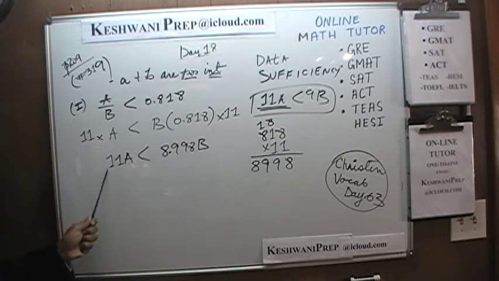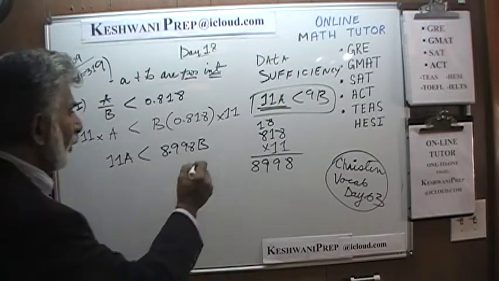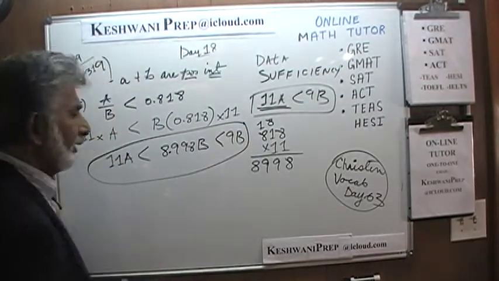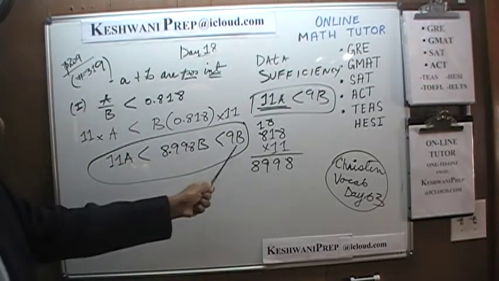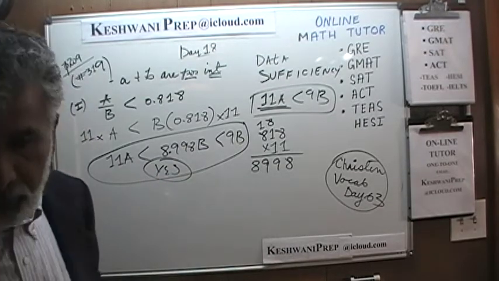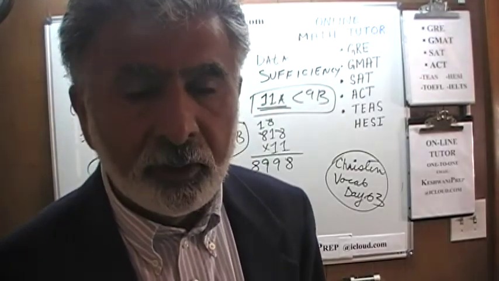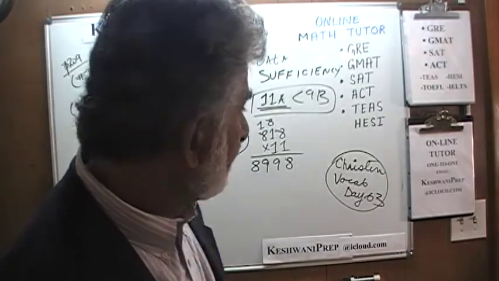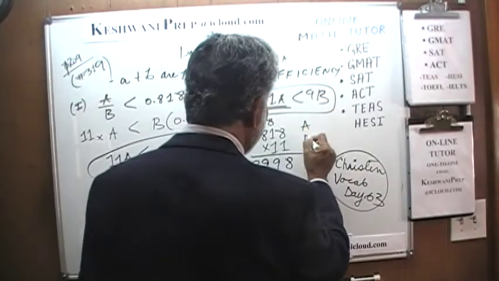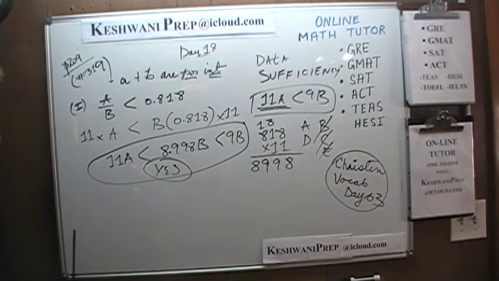If 11 times A is less than 8.99998B, which we know is less than 9B, then 11 times A must be less than 9B. The answer is yes, it is less. Again, the point here is not the answer. The point here is not that the answer is affirmative. The point is that we are able to give a definitive answer, either in affirmative or negative. The first statement does the job beautifully. AAD, BCE. So we know the answer has to be either A or D. It cannot be B, C, or E.